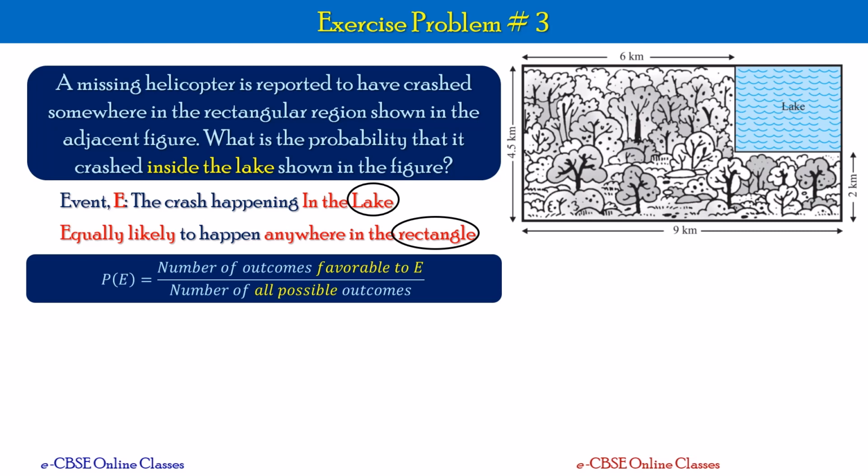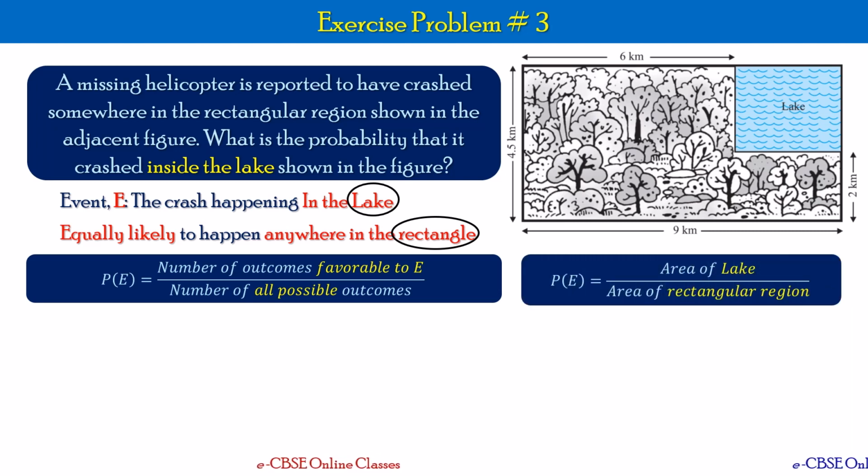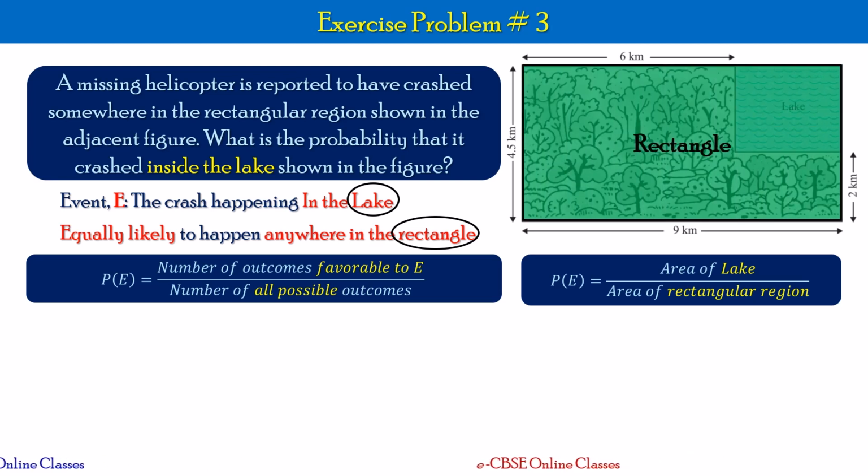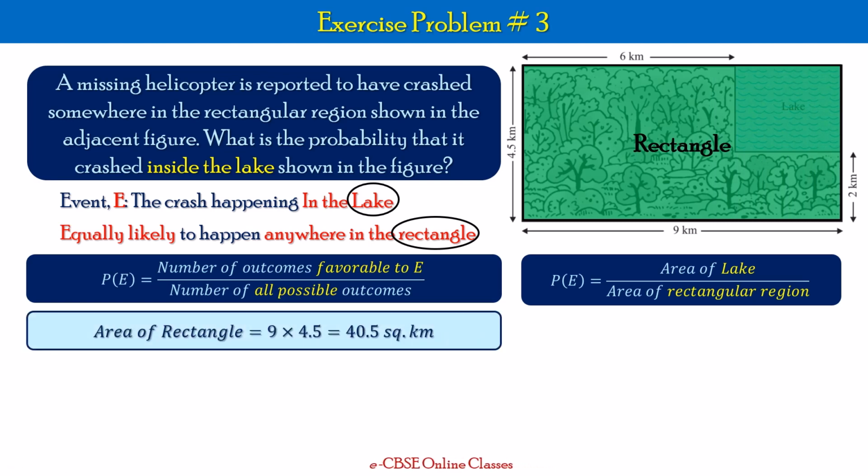So if I assume that my number of outcomes will be proportional to the area of the region available, the formula can be rewritten as probability of E is equal to area of lake divided by area of rectangular region. Okay. Now let's go ahead and calculate each of these values. Let's work on the rectangular region area first. We are given the dimensions as 9 kilometers is the length and 4.5 kilometers is the breadth. So the area of rectangle is equal to 9 into 4.5, that is 40.5 square kilometers.